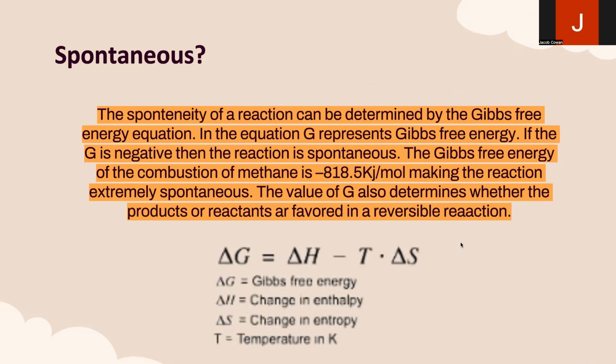So if we think about this, if this value is negative, it is going to favor going to the product side. So if it's a reversible reaction and there's some sort of equilibrium in there, it is going to push it towards the product side. So the reaction is going to be continuing forward for the most part.